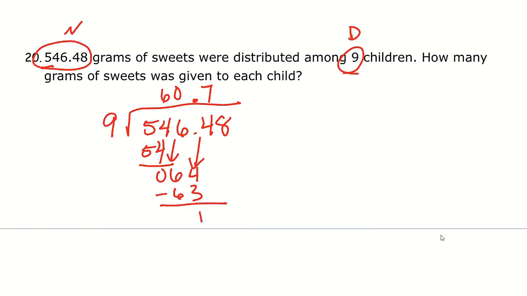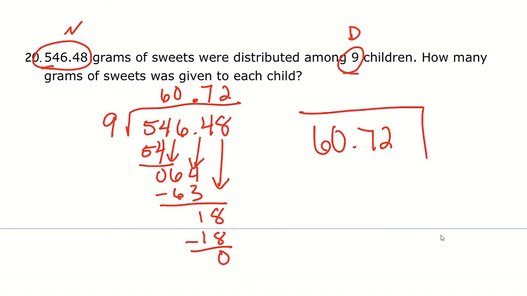9 cannot go into 1, so we gotta bring down our 8. That gives us 18. 9 can go into 18 2 times. 18 minus 18 is 0. Oh, love that 0. And we are done. So our answer is 60 and 72 hundredths. Those kids are gonna be on a sugar high. Sugar high for sure. That is a lot of sugar.